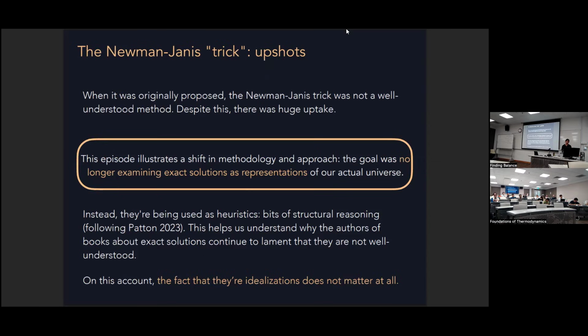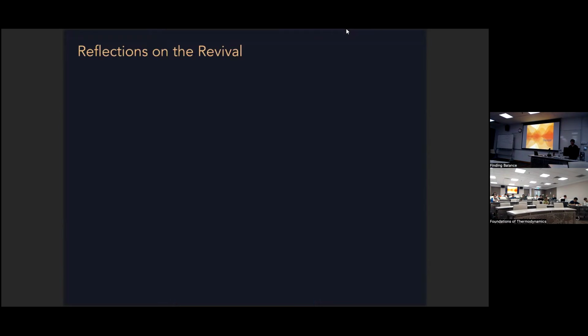And I think this helps us understand why the authors of books about exact solutions continue today to lament that those exact solutions aren't being really well understood. The goal was never to understand exact solutions in and of themselves, but to understand the theory space. And understanding the theory space allows you to capture these structural reasoning components in pursuing the theory. And so the upshot is that the fact that they're idealizations doesn't actually seem to matter at all.